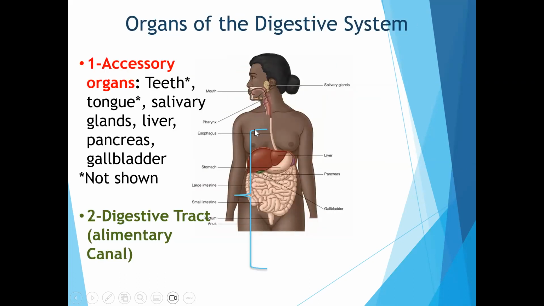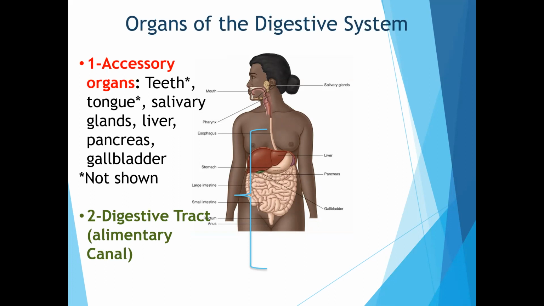For whatever reason, it's showing a little lower than I originally said it. But the alimentary canal, or the digestive tract, actually includes the full mouth to pharynx, esophagus, the stomach, the small intestine, the large intestine, the rectum, and the anus. So all of those together are our alimentary canal.